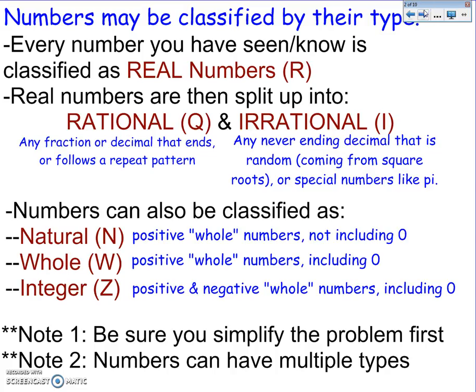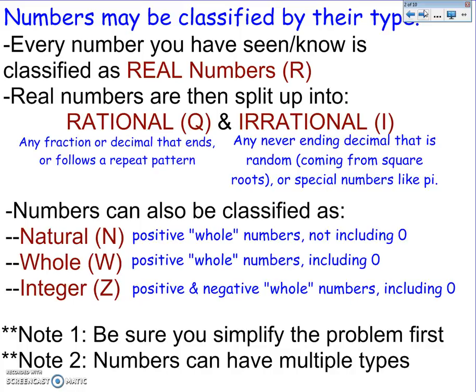Numbers may be classified by their type. Every number that you've seen or know is classified as a real number, which is R. Real numbers are then split up into rational, which is Q, and irrational, which is I. Rational numbers are any fraction or number that could be written as a fraction or decimal that ends or follows a repeat pattern. For example, 0.3 repeating is rational.